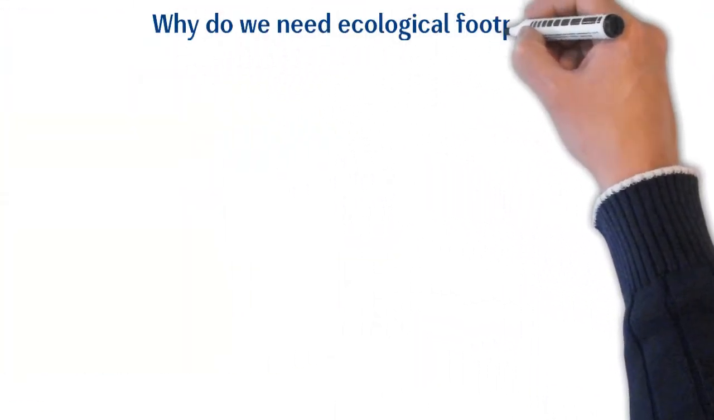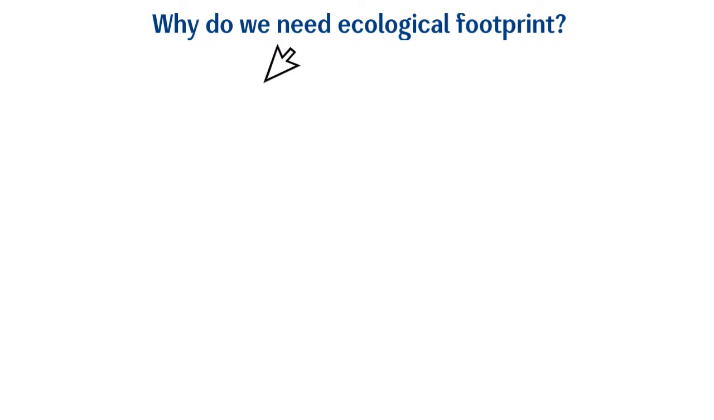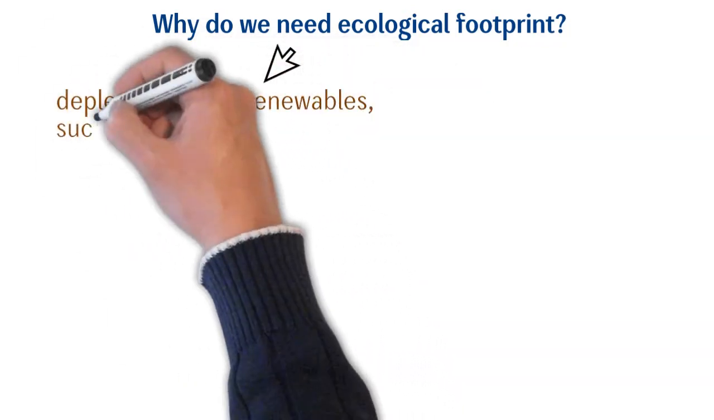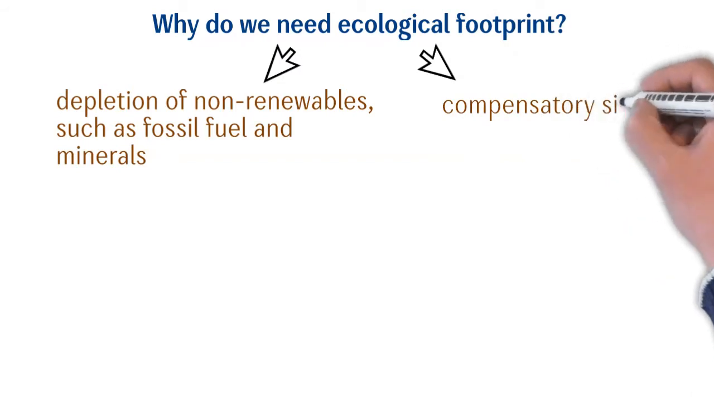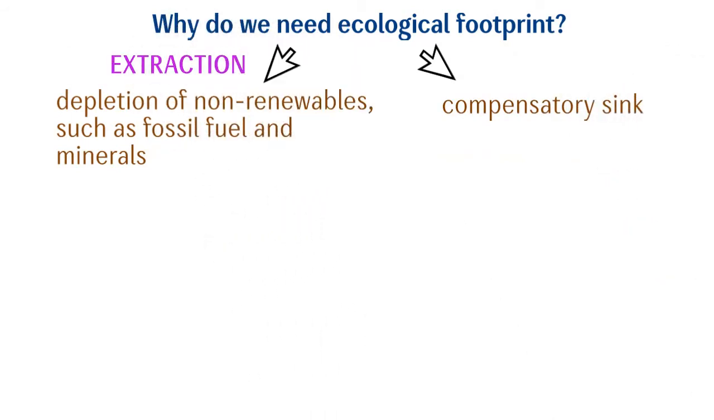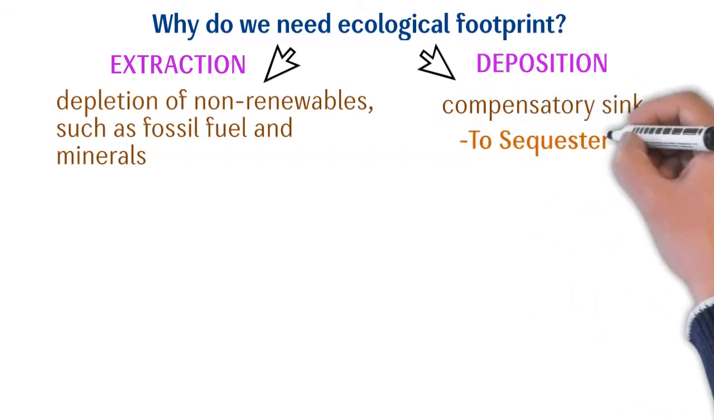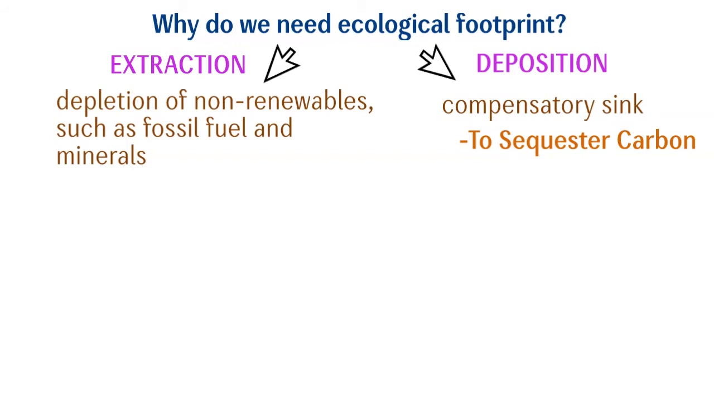Why do we need ecological footprint? In most of our approaches, we often only talk about depletion of non-renewables, such as fossil fuel and minerals. But there is one more essential thing to consider. This is not only an extraction issue, but a deposition issue as well. Our use of fossil fuel must have as a compensatory sink the acres of land required to sequester the carbon from our combustion of fossil fuels and other wastages.